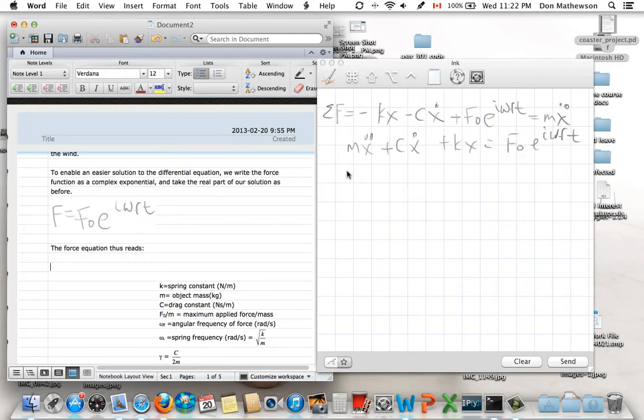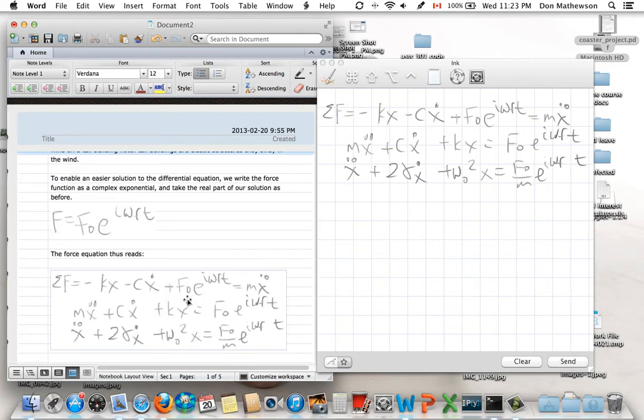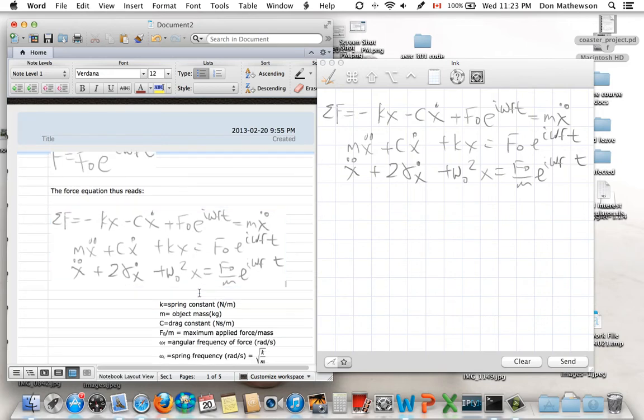We'll then divide through by mass and make the same substitutions that we did for the damped harmonic oscillator. And we end up with this differential equation here. After we divide through by mass, replace omega naught squared with k over m, and c over 2m is gamma, so this is twice gamma times x dot. So that is our differential equation.